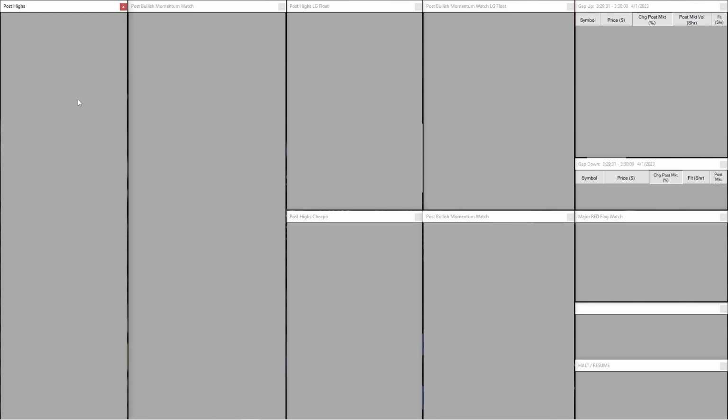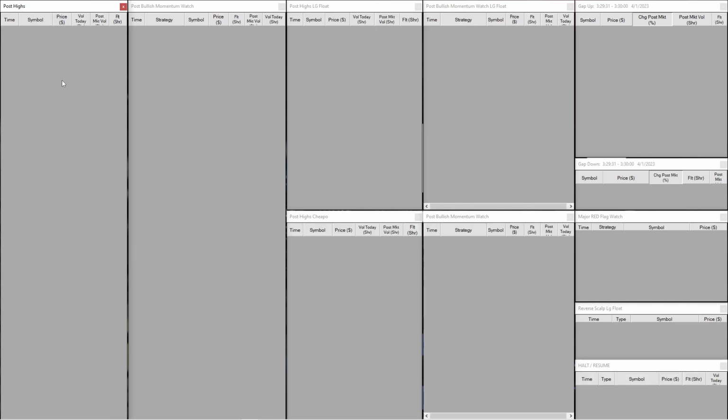This is exactly what you think. It's stocks making new highs, and they are in the post-market. So we're looking for stocks that are making post-market highs. It does not mean that they're making new highs on the day. It means they're making new highs in the post-market, so in the aftermarket. On the right-hand side of that, we have post bullish momentum watch.